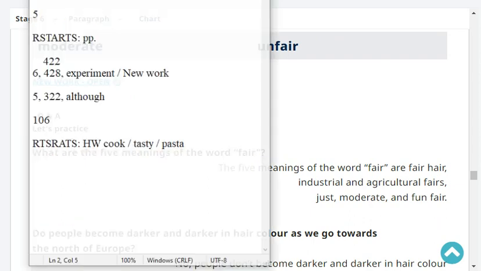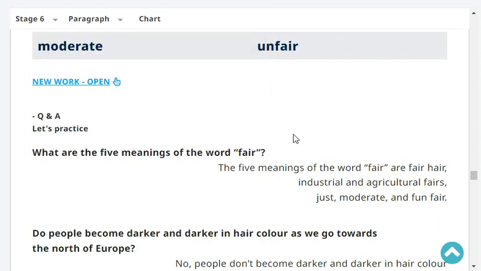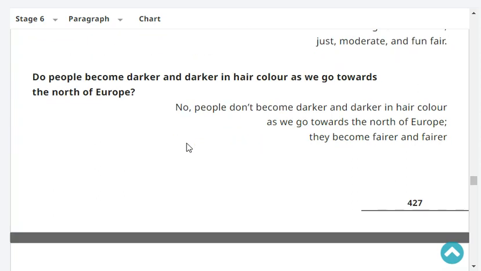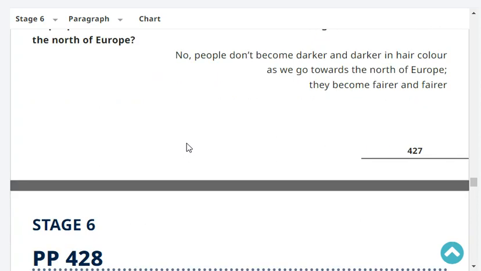What are the five meanings of the word fair? The five meanings of the word fair are fair hair, industrial and agricultural fair, just, moderate, and funfair. Do people become darker and darker in hair color as we go towards the north of Europe?